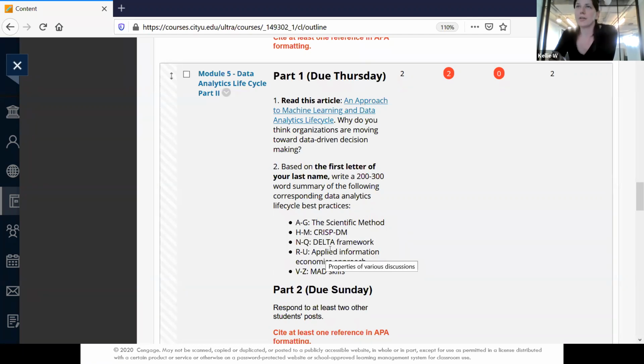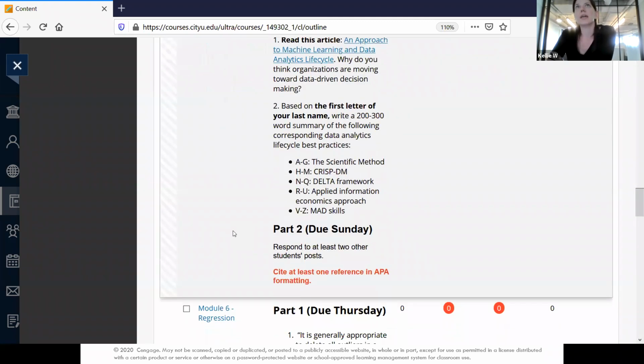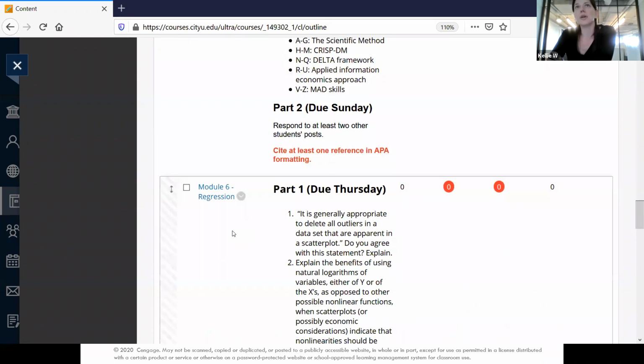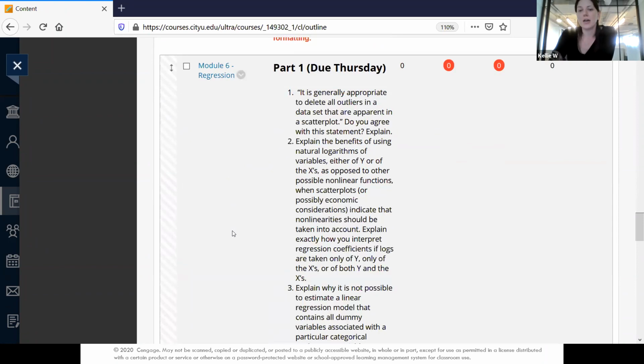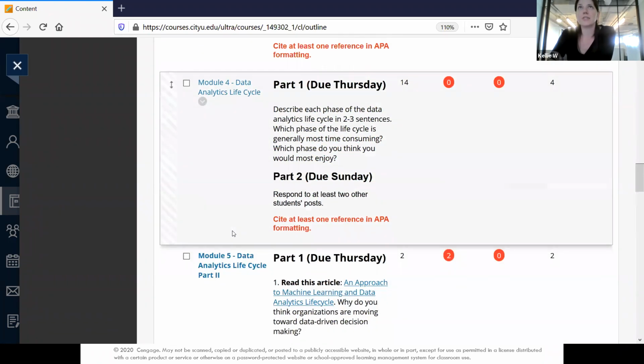If you're reading your peers' responses and you see that some of these have already been covered and you want to cover one that no one's talked about, you don't have to base it on the first letter of your last name if you want to give the class some variety. So: scientific method, CRISP-DM, which is very, very common in industry, the Delta framework methodology, the applied information economics approach, and MAD are the methodologies that we're going to look at this week.